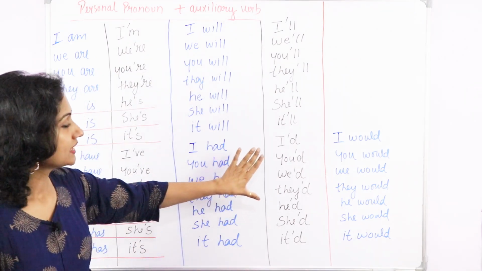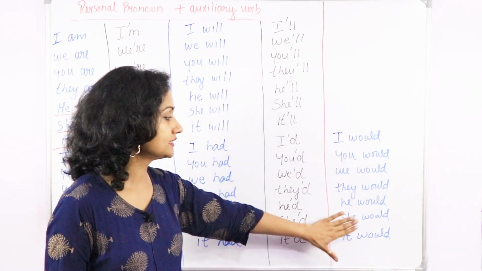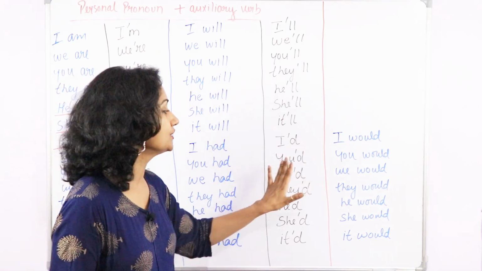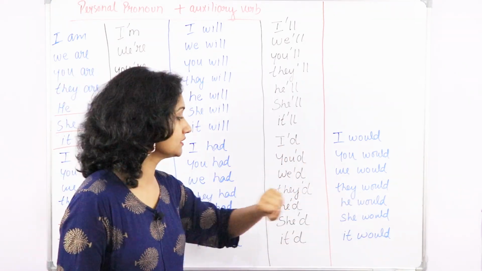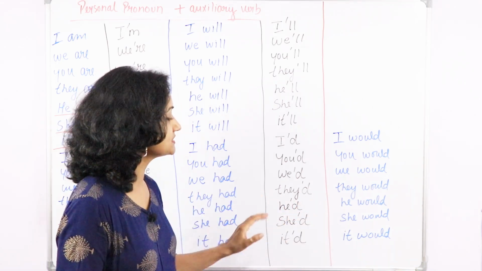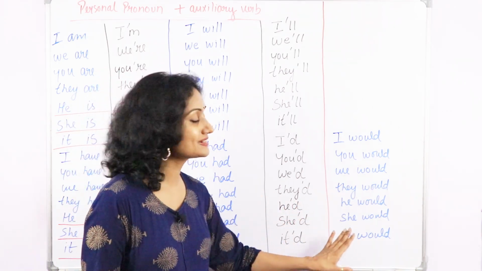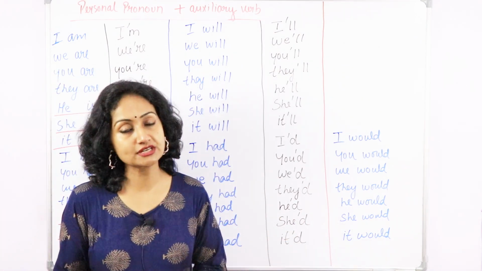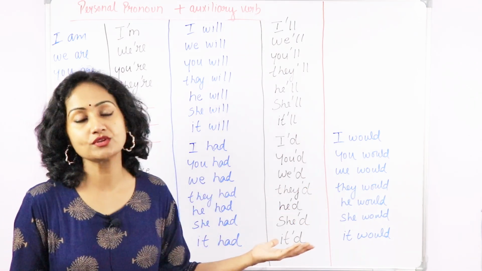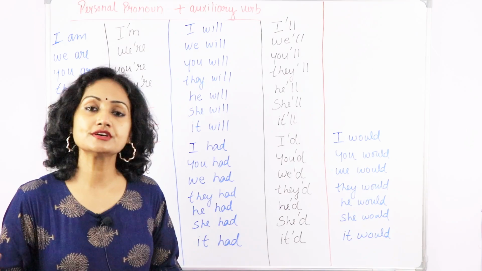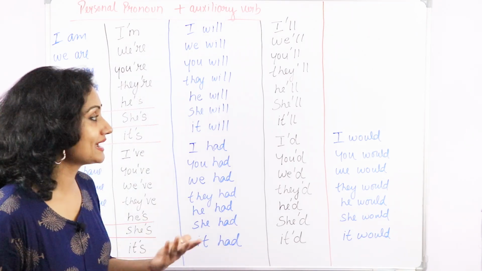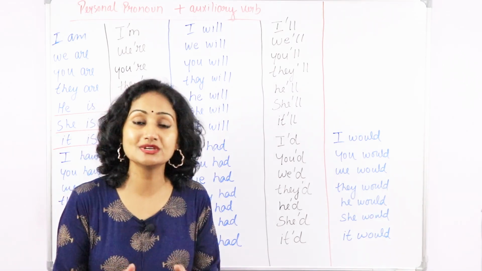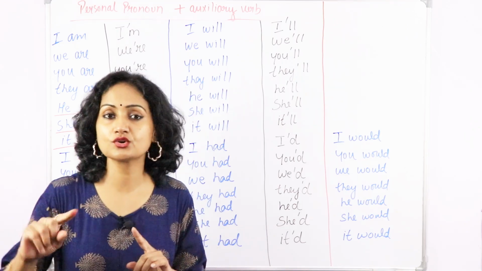Now here I would, you would, they also have the same contractions as I had. Again I'd, you'd, we'd, they would becomes they'd, he would becomes he'd, she would she'd, it would it'd. Same pronunciation, same contractions. So how are you going to differentiate between these two? Again, depending upon the verb that comes after this. If it is the first form of the verb, we know that it has to be would, because we always use the first form of the verb, that is V1, with would. Not second or third form.